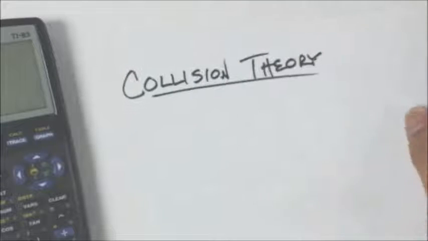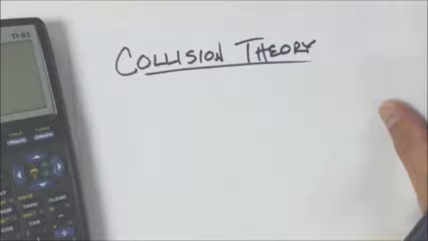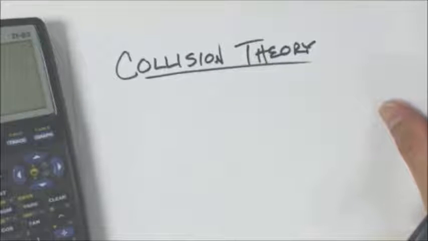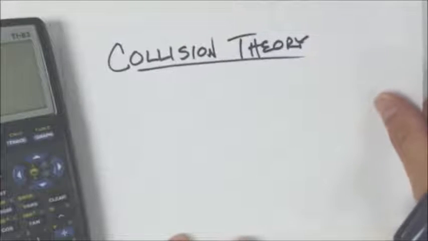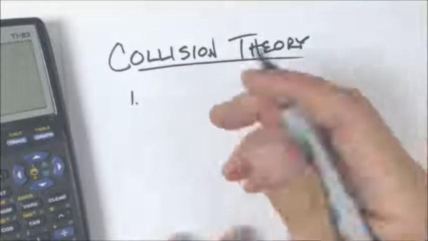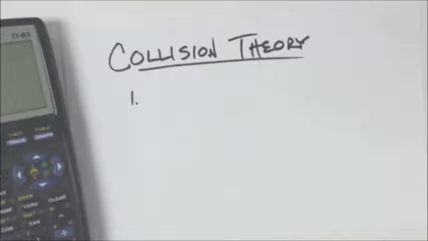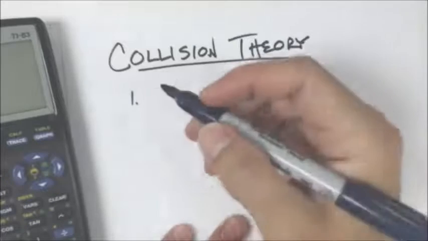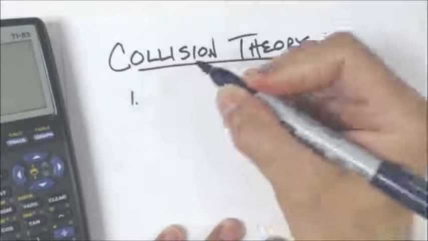First of all, let's take a look at collision theory. Collision theory has 3 main components to it. It comes up a little bit later on in the chapter, but I find it helpful to talk about it right up front here. The first point has to do with chemical reactions. In order for chemical reactions to occur, particles have to collide with each other. And so when they collide with each other, there's the possibility for a reaction. So that's the first part.